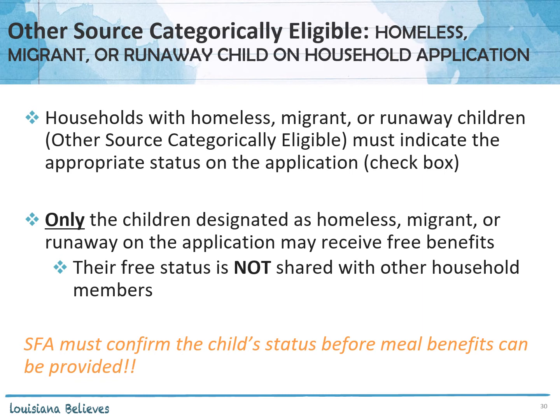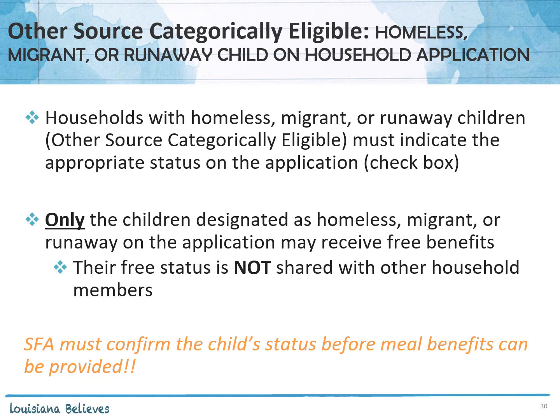Other source categorically eligible program participants, children designated as other source categorically eligible, can also be determined eligible for free meals through the application process. To determine other source categorical eligibility through the application, the household must submit an application indicating the applicable program. Only the individual children designated on the application as participating in an other source categorically eligible program may receive free meal benefits. Other source categorical eligibility of one child in a household does not convey free eligibility to other children in the household.